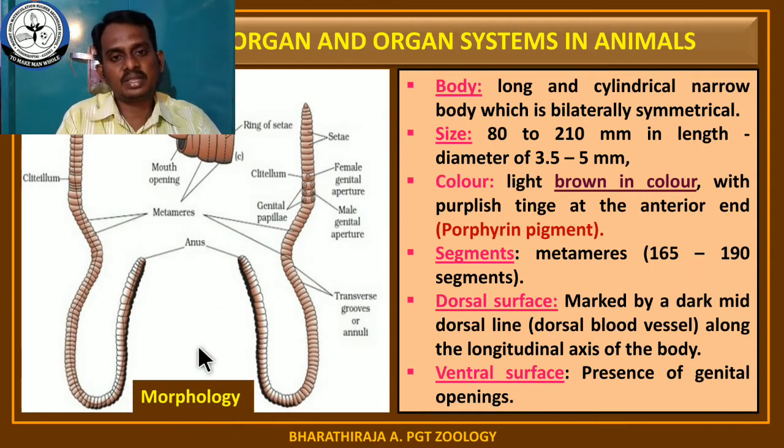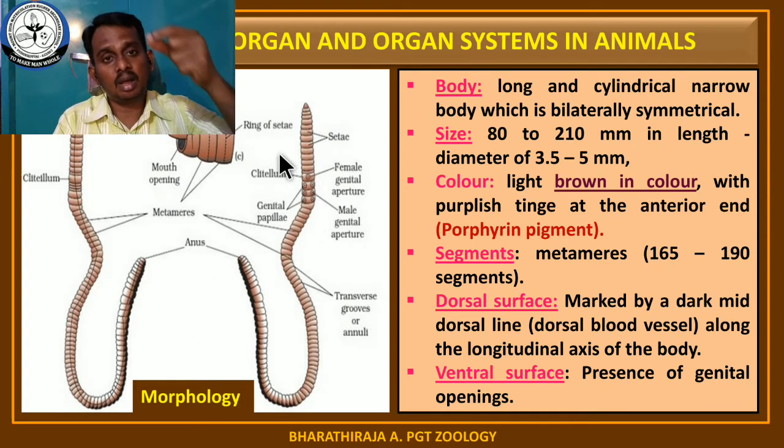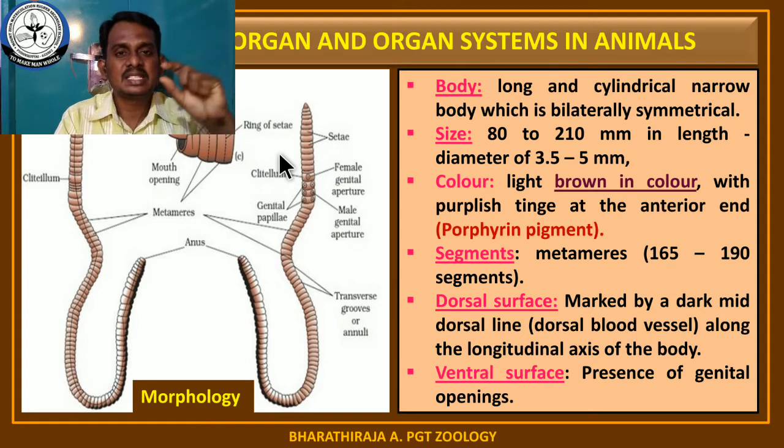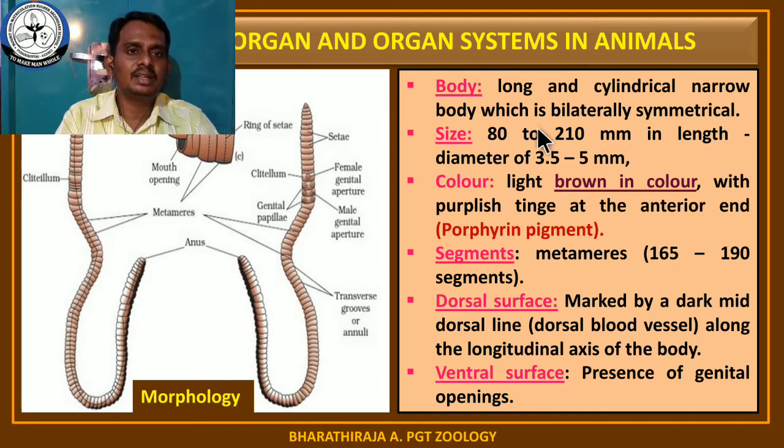And first we are going to discuss about morphology of earthworm. மண்புழுவை பார்த்துருக்கீங்களா? எப்படி இருக்கும்? லாங்காக இருக்கும், நீளமாக இருக்கும், சிலிண்ட்ரிக்கல் பாடியாக இருக்கும், ப்ரௌன் கலரில் இருக்கும். Long, cylindrical, narrow body which is bilaterally symmetrical. புழு மாதிரி, worm-like structure. சிலிண்ட்ரிக்கல் உருண்டையாக இருக்கும், narrow body குறுகலாக இருக்கும்.